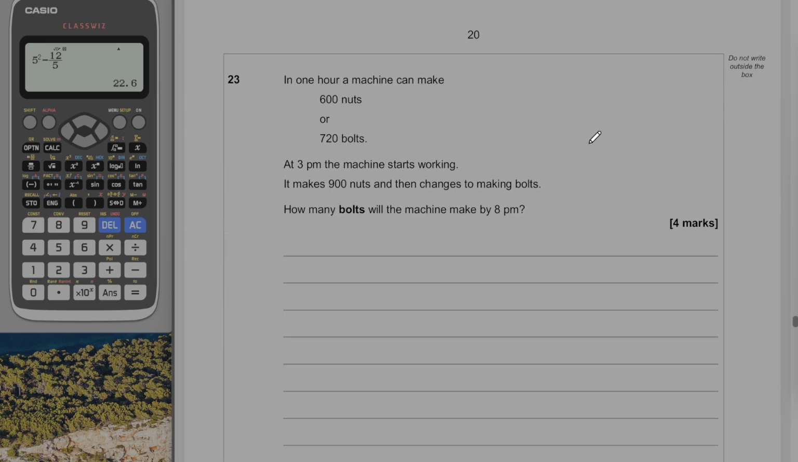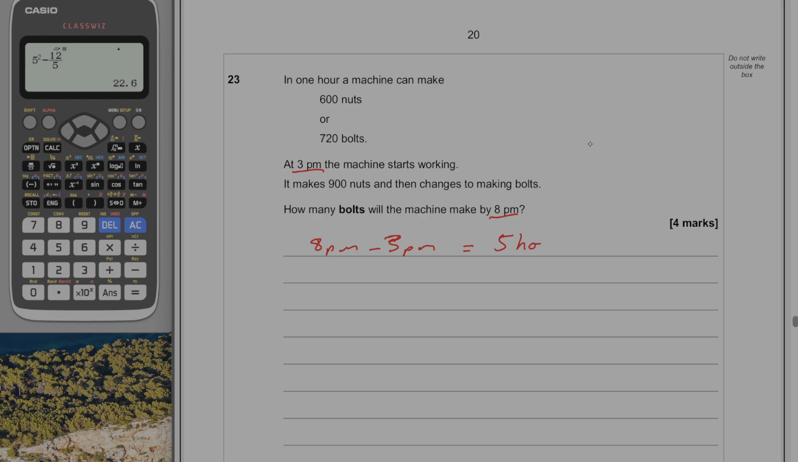Okay, question 23. In 1 hour, a machine can make 600 nuts or 720 bolts. At 3 p.m., the machine starts working. It makes 900 nuts, then changes to make bolts. How many bolts will the machine make by 8 p.m.? Okay, so the first thing that we're going to look at is the time. So 8 p.m. minus 3 p.m. equals 5 hours. So the machine is going to be working for 5 hours.